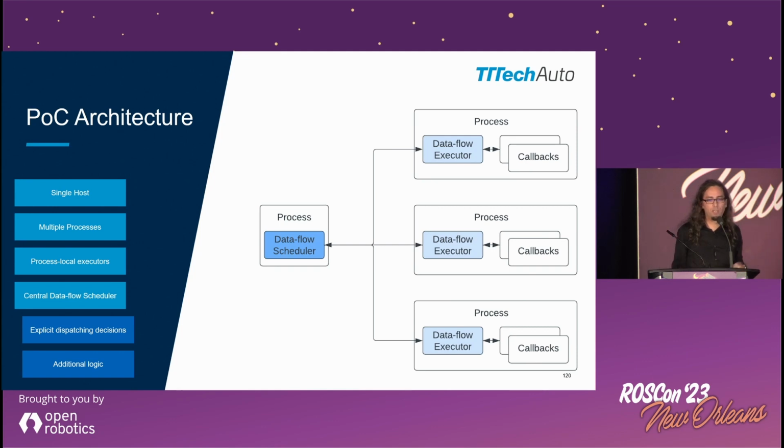So in each process, we have a data flow executor, which does normal executor stuff. It triggers those callbacks, and they are all coordinated by the central data flow scheduler. So at startup, when we build up the system, the data flow executors collect this mapping of callbacks and published and subscribed topics, communicate this to the central data flow scheduler, which builds the graph of the overall system, and at runtime, it dispatches the callback according to those graph precedence constraints.